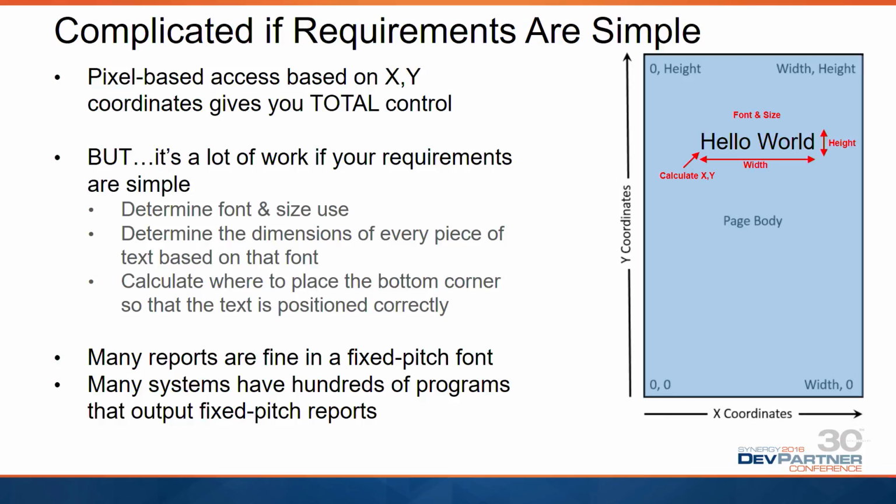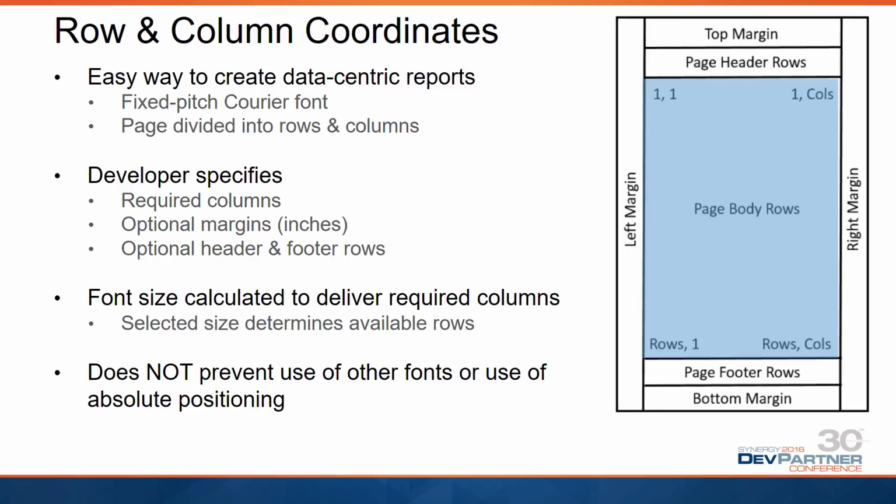But if your requirements are simple, then it takes a lot of time to do all that math and calculate it. So what I've also done is given you an alternate way of using the API, which is based on rows and columns. So it's possible with the API to express that when you create a document, you want a letter page in portrait mode, and you would like to have an available width of 80 columns or 90 or 120 or however many columns you want the report to be wide.